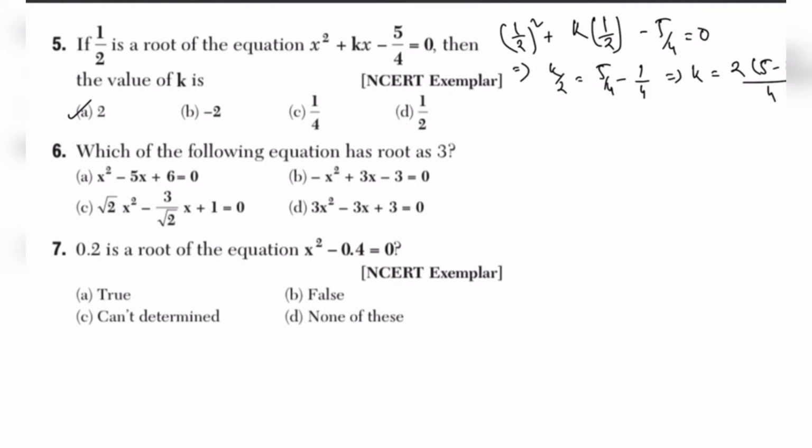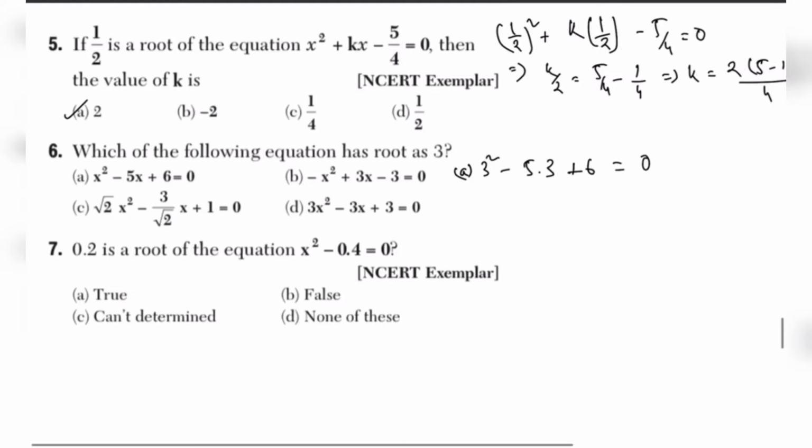Which of the following has 3 as a root? So again you have to substitute. Let us see what happens with option A. You get 3 square minus 5 into 3 plus 6, which is 9 minus 15 is minus 6, plus 6 is 0, so you have the correct option at the very beginning.